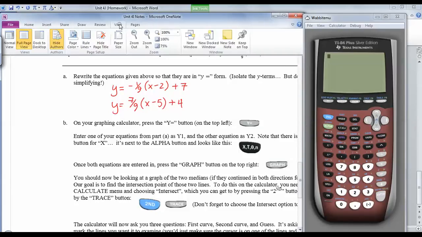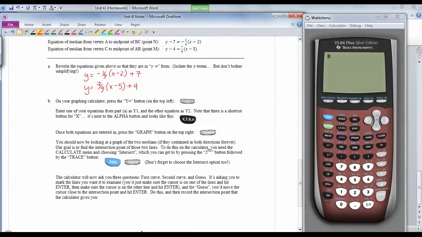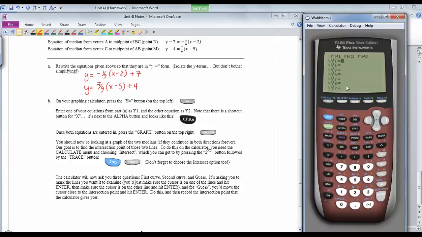And let me make this a little bit smaller. There we go. Okay, so I'm going to hit the y equals button right here. That's this one. And notice there are all these places to enter these y equals equations. So I'm going to enter this one as my y1 right there, and then this one as my y2 right here.